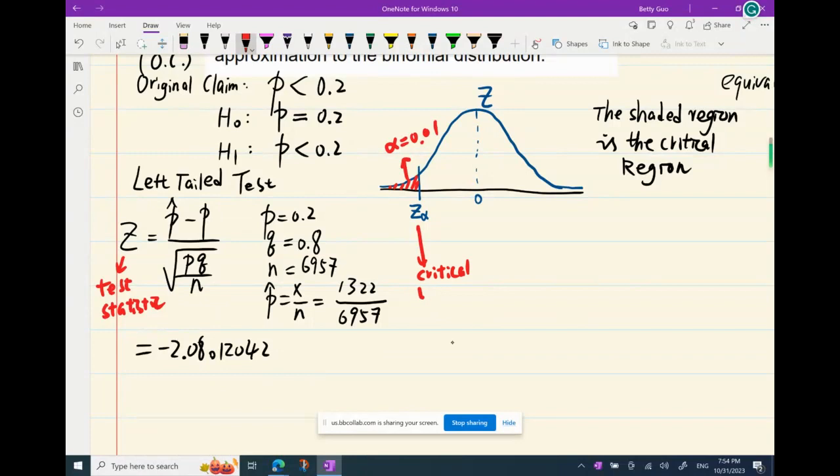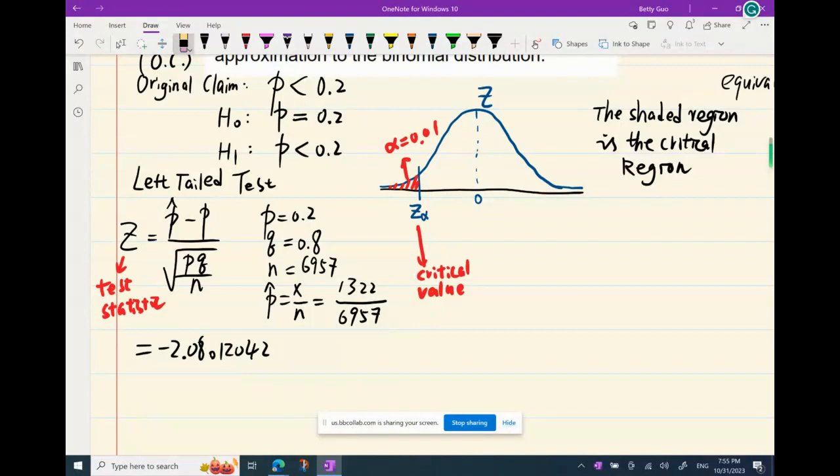The critical value separates the critical region and non-critical region. The blank region is non-critical. The red shaded region is the critical region. So now what do we do? We are going to see where the test statistic Z falls on the curve.